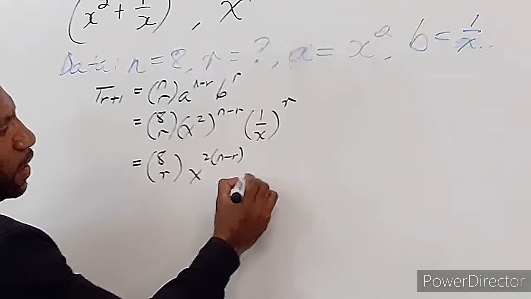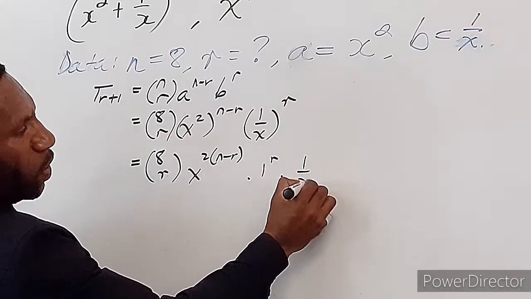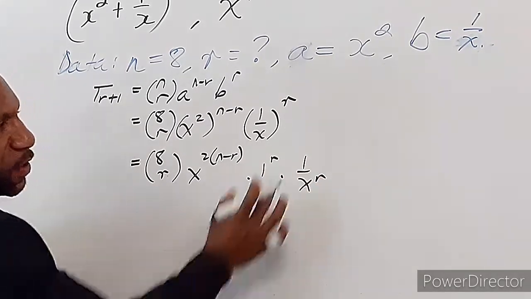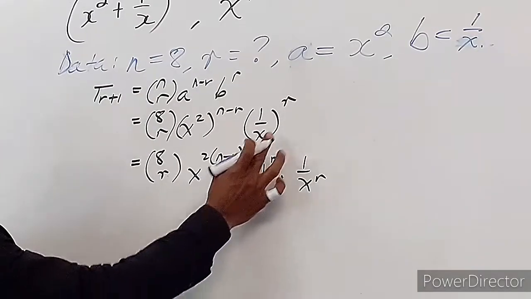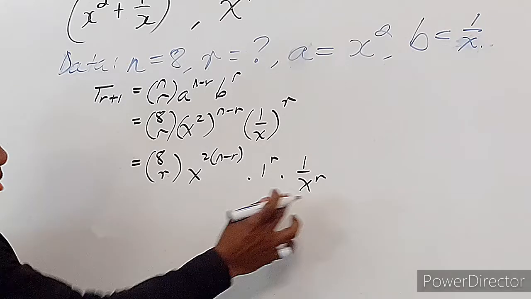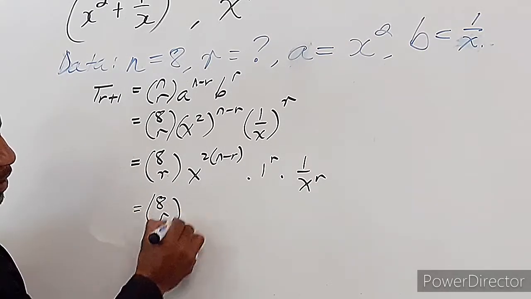n minus r multiplied by 1 to the power of r multiplied by 1 on x to the power of r. That's when you evaluate this one, you expand it, it gives you this. Expanding 1 on x to the power of r gives you this. Next, n choose r remains as it is.